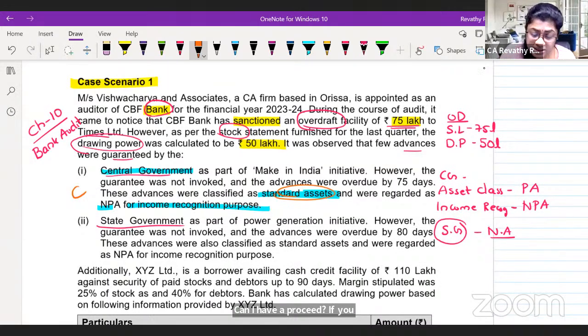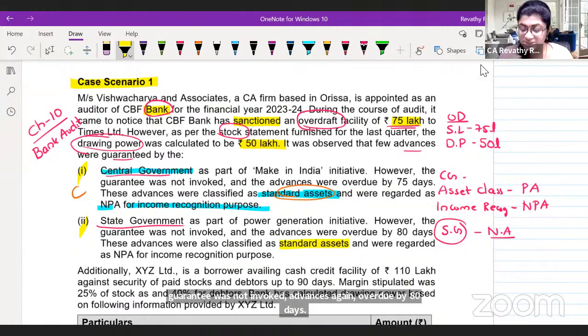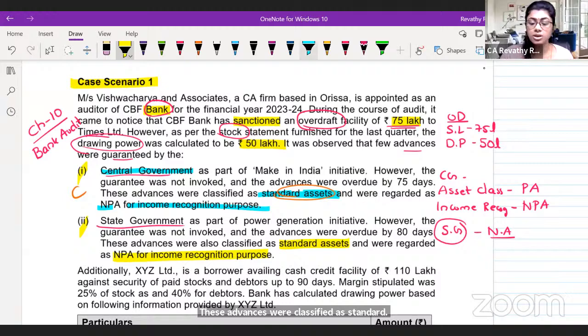Okay. State government, as a part of power generation initiative, however, the guarantee was not invoked, advances again overdue by 80 days. These advances were classified as standard and were regarded as NPA for income recognition. Is it correct or incorrect?